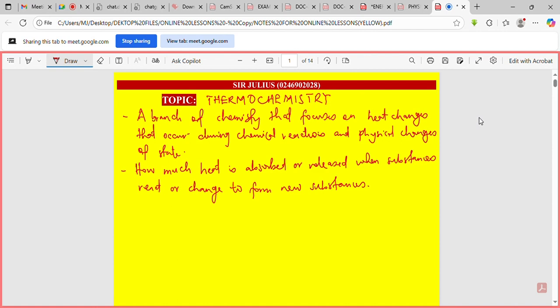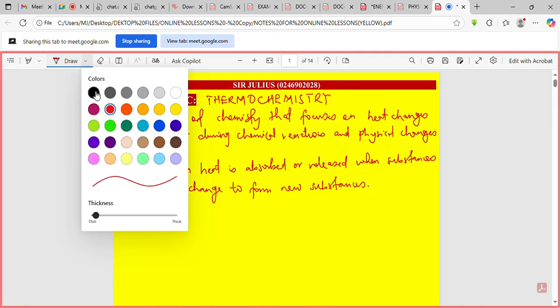But when you bring ice out of your fridge, the ice begins to melt. What is happening is that the ice is absorbing heat from the surroundings, which is breaking the bonds between the atoms and causing them to move away from one another, which results in melting. So that's essentially what we talk about when we say thermochemistry: how much heat is absorbed or released when substances react or change to form new substances.